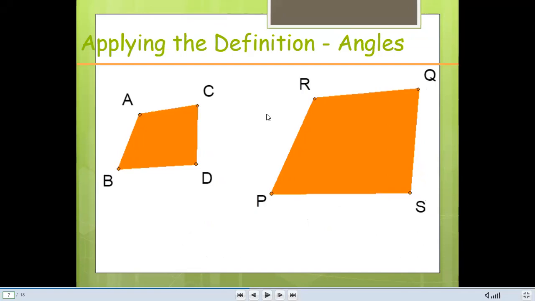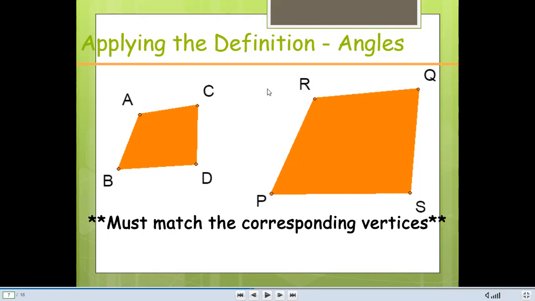Could you please tell me the corresponding angles here? Bomika? The corresponding angles would be A is corresponding with R, C with Q, D with S, and B with P. Then we have to match each two corresponding angles together, like Bamika said.